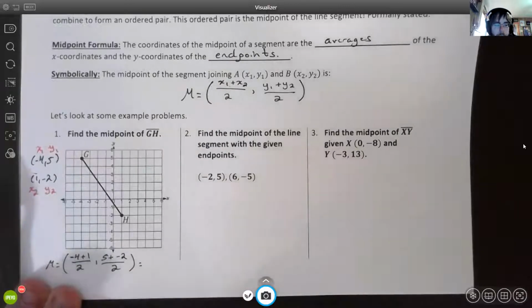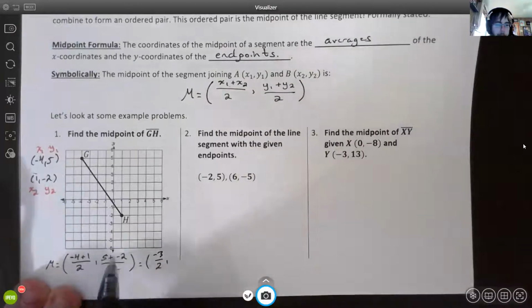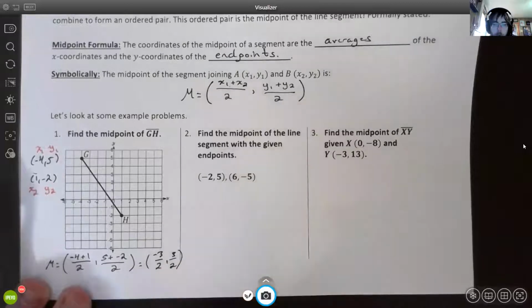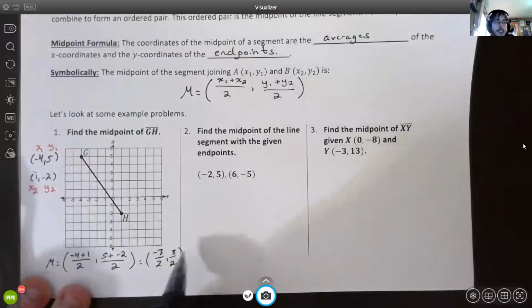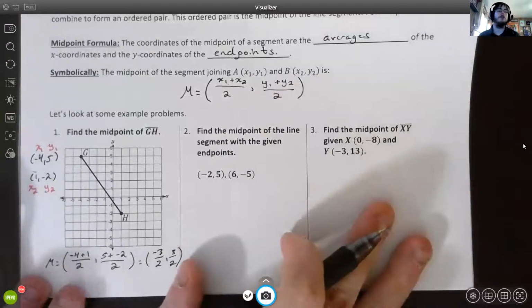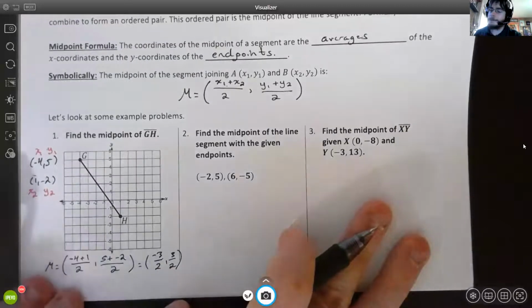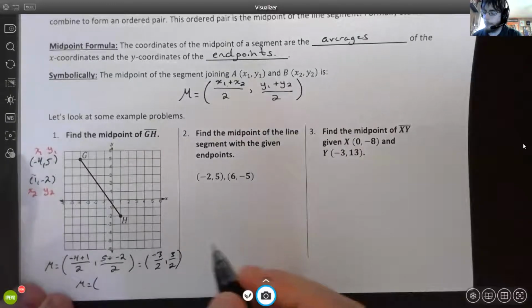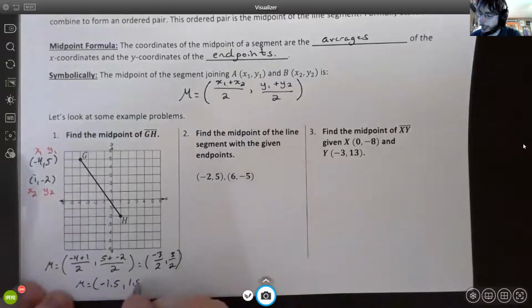-4 plus 1 gives us -3 over 2. 5 plus -2 gives us 3 over 2. Usually you'll see if the fractions can be simplified. In this case, you have -3/2 and 3/2, which do not simplify. You may also see the answer in decimal notation. So you might have -1.5, comma 1.5 as your midpoint.